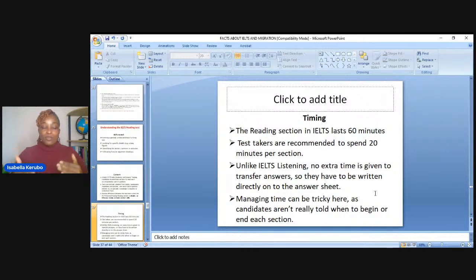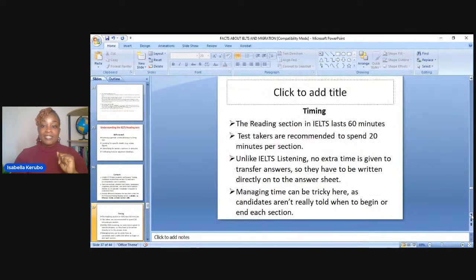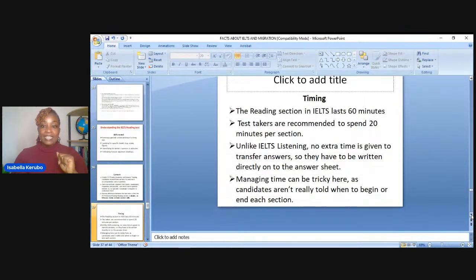You have 30 seconds to check through the questions. You're moving to section 3. You're moving to section 4. But when it comes to the IELTS reading test, nobody is going to give you that heads up telling you now you should be moving to the second text, moving to the third text. It is up to you to plan your time well. So that is what you need to understand about the timing and how it is different from the IELTS listening test.